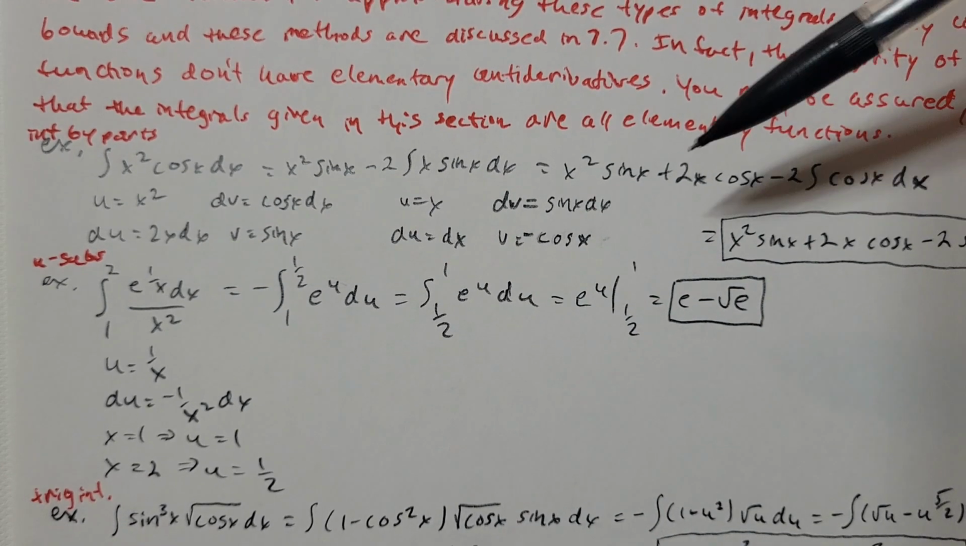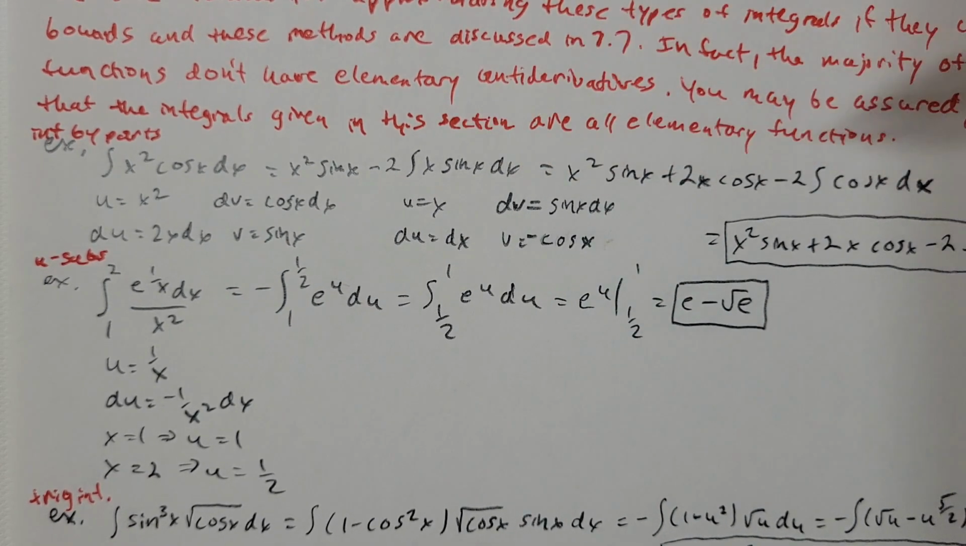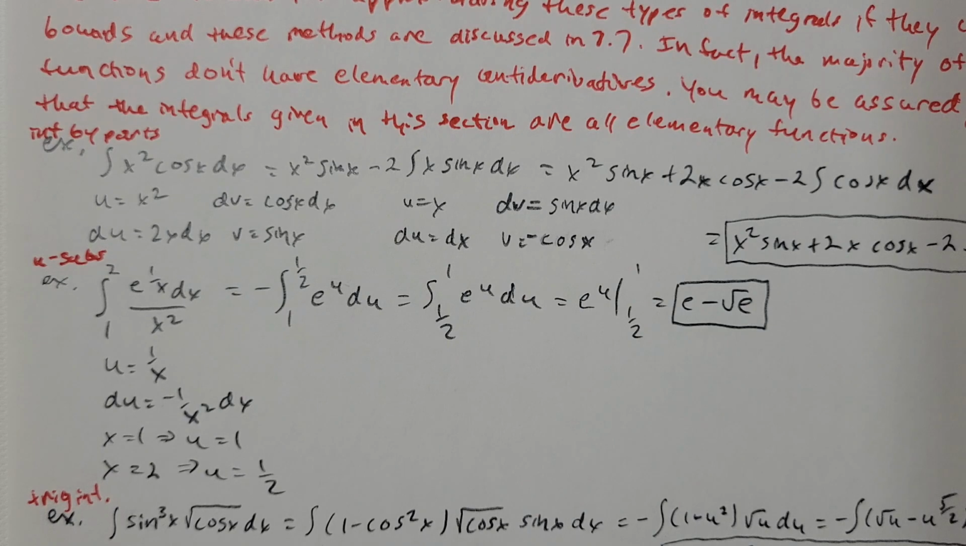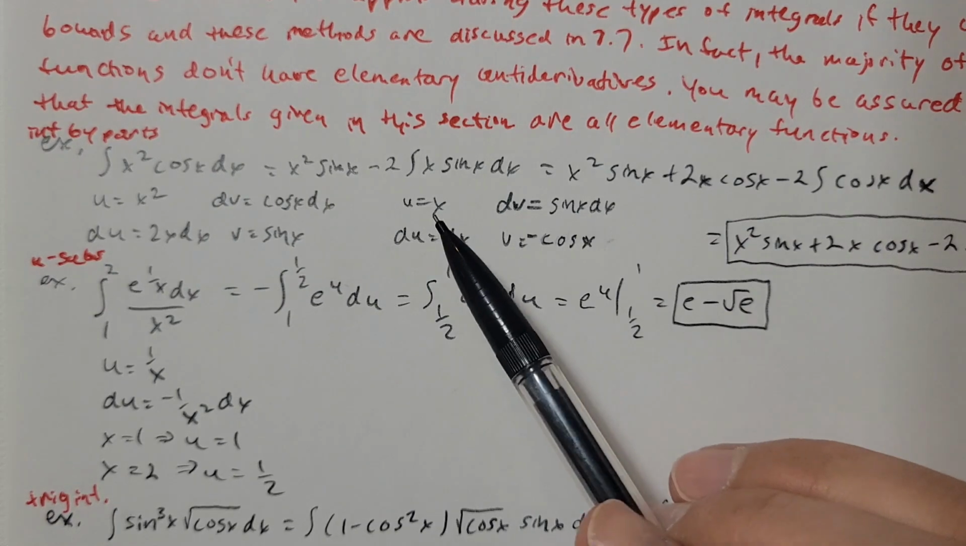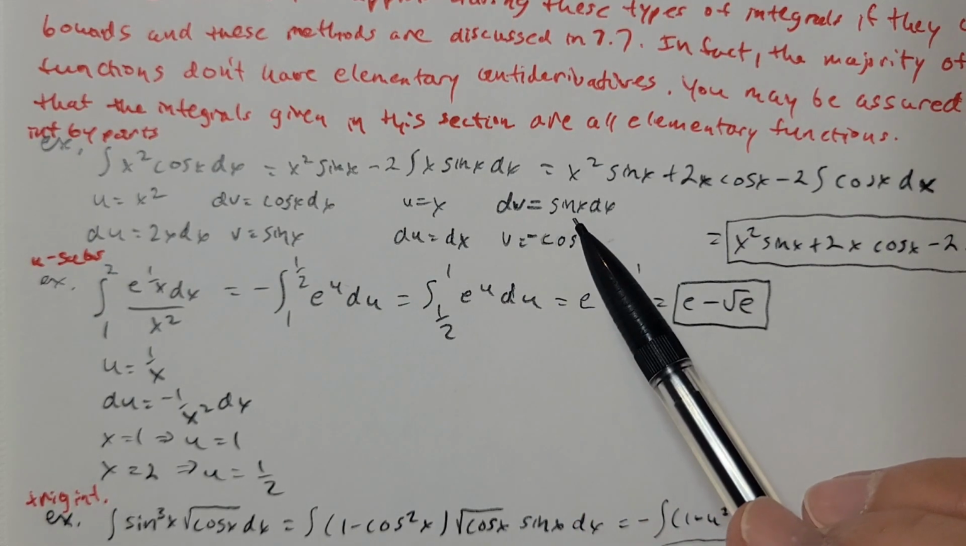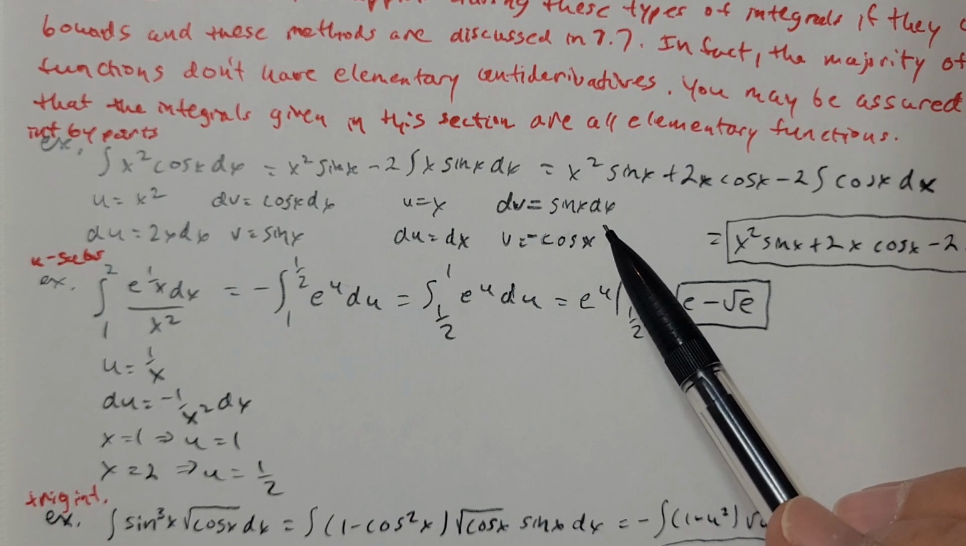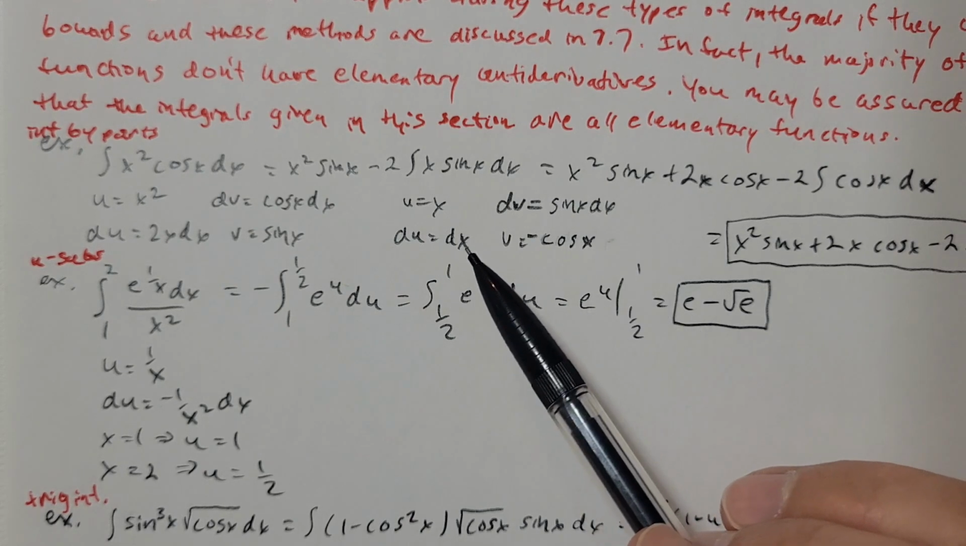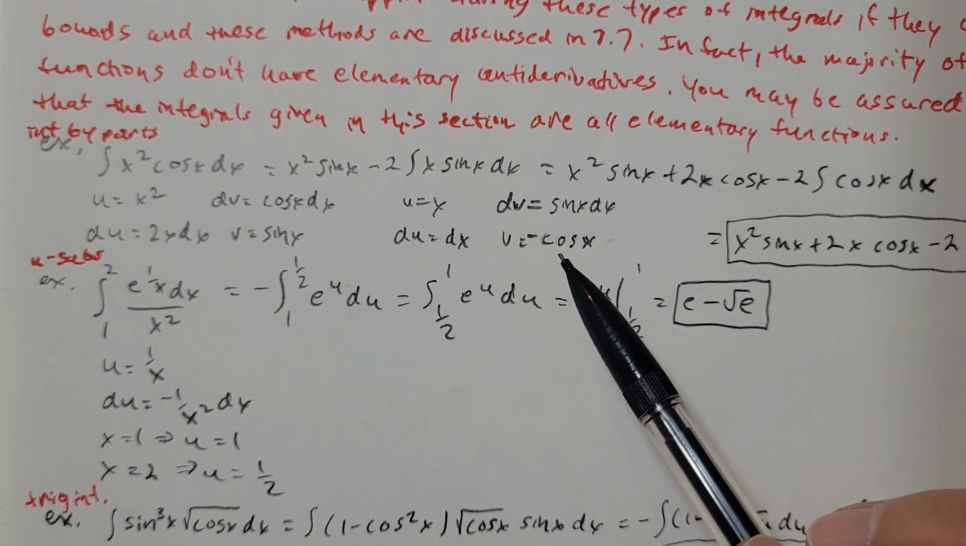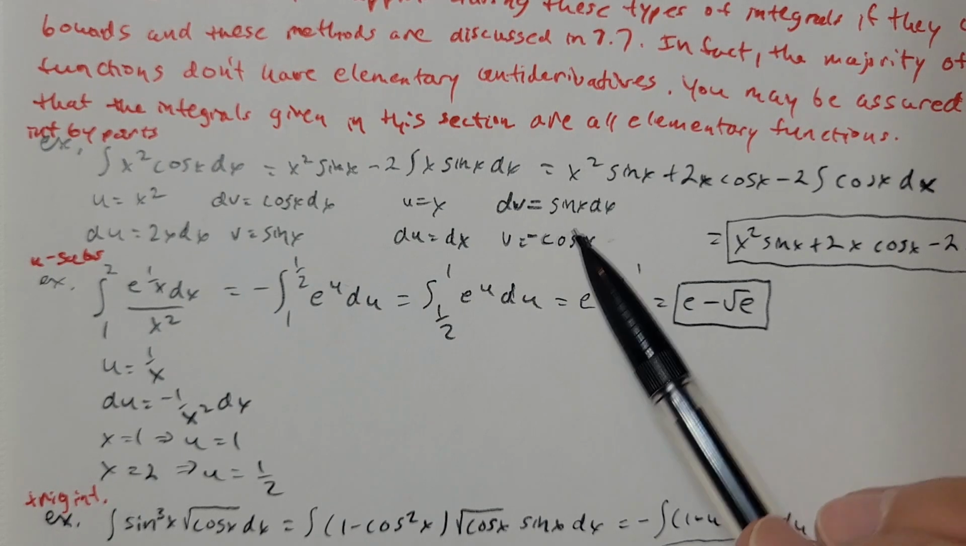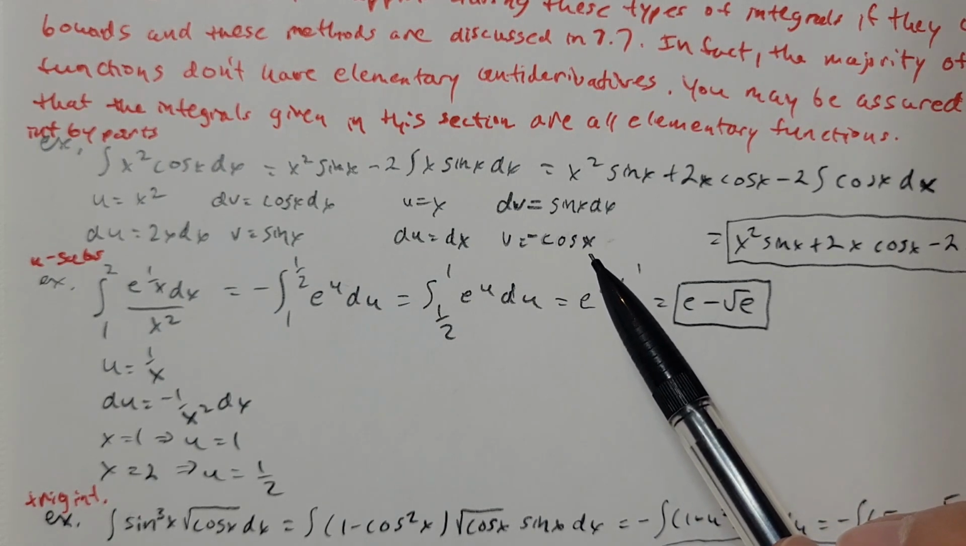And we just decreased the power by 1, right? So maybe if we use parts again, we can get rid of x completely. That's what I did here. If we let u be x and dv be sine x dx, du is dx, and v, the antiderivative of sine x, is negative cosine of x.